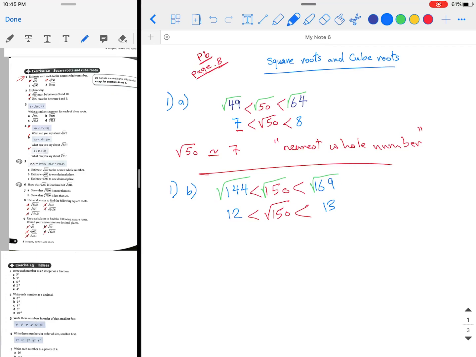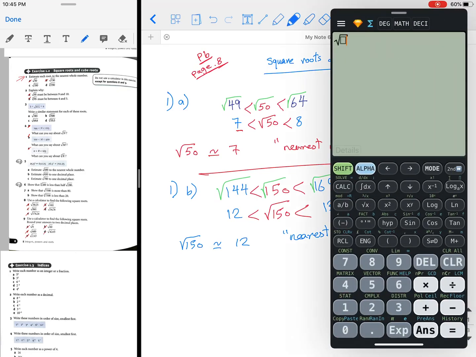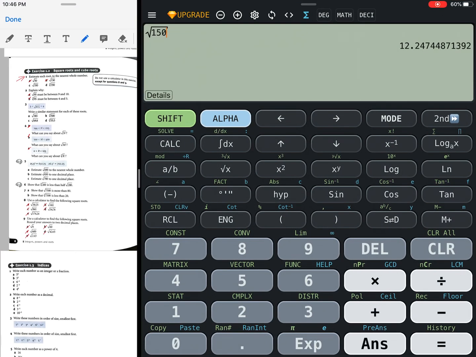When I need to round it to the nearest whole number, it will be 12 or 13. From up there I can find that 150 is closer to 144 than 169. So it will be closer also to 12 than 13. So I can say that root 150 equals 12, to the nearest whole number. Okay, you can make sure also by using the calculator. Root 150 is 12.2, so also it will be 12.